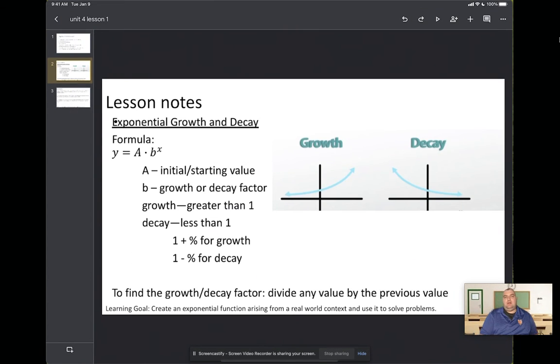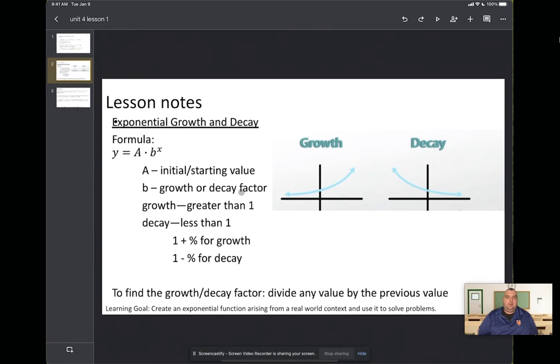What we have right here on your screen in your lesson notes is basically your lesson notes for the entire half of this unit. There will not be any different lesson notes at all moving forward until we get past the mid-unit tests. As you can see here, your basic exponential growth and decay formula is Y equals A times B to the power of X. A is your initial value, and B is your growth or your decay factor.